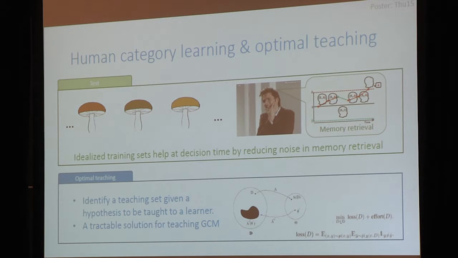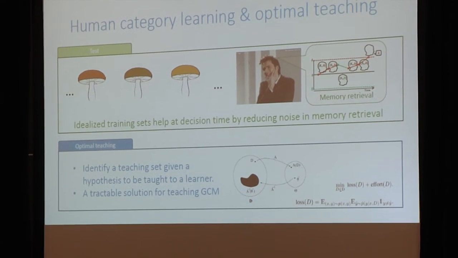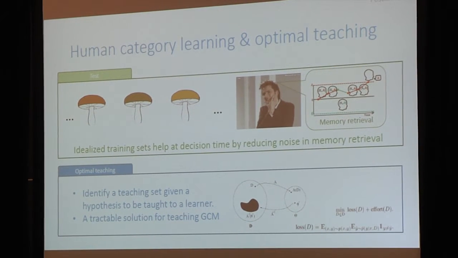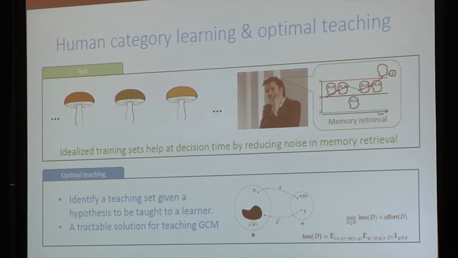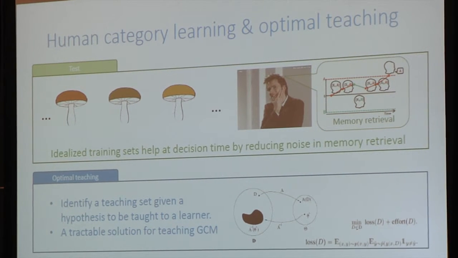So when we know that, how can we exactly find good training sets so that only good examples are stored in memory and help at test time? We use the optimal teaching framework for this and devise a continuous optimization problem to teach something called the GCM, that is the generalized context model, which is commonly used in psychology as a model for categorization. We parameterize GCM in two ways. In one way, it works as a low-capacity human learner, and in the other way, it's a high-capacity learner, which is closer to a machine learning system.